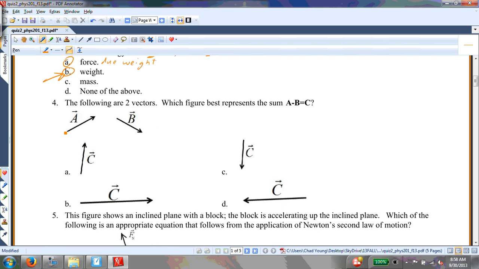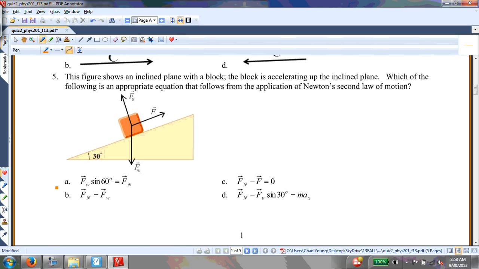I have two vectors. What's the sum A minus B? I first draw the vector A, then I draw the vector negative B. This is A. This is the opposite of B. And so the sum of those two is going to be the vector C, which is A.